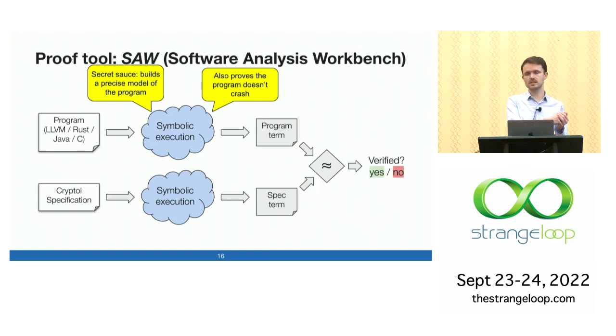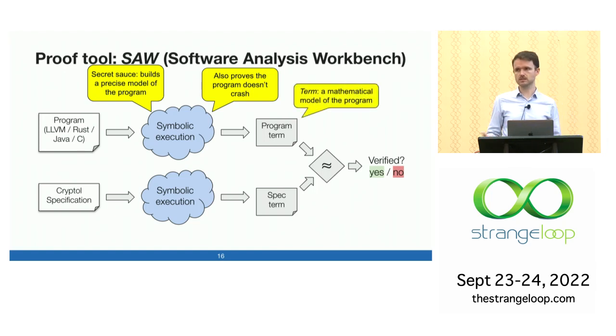Just in the same way as normal execution tells you that it doesn't crash because you got to the end of the program and you didn't see the crash, symbolic execution proves that the program can't crash for any of the inputs that we're talking about. And the output that we get is a term, which is a mathematical model of what the program is doing. It allows you to say the input variables and the output variables, it relates them as a relation.